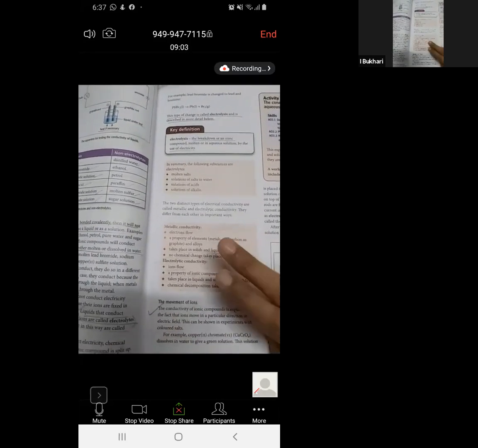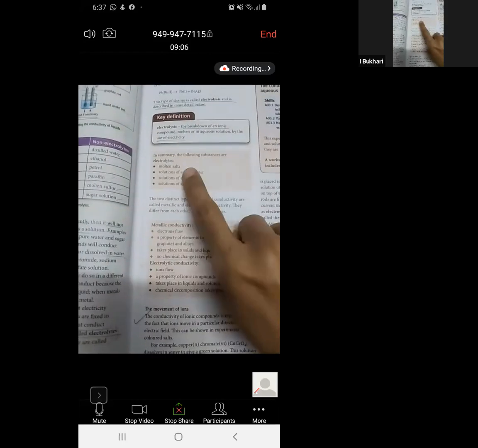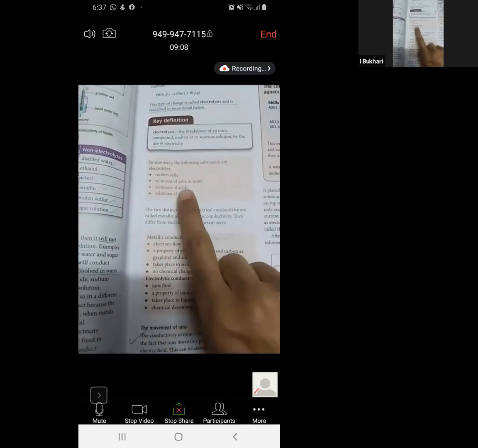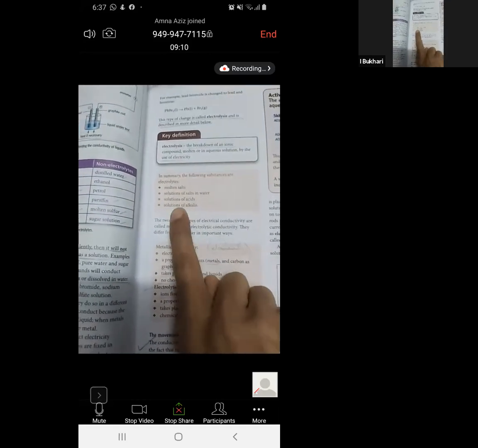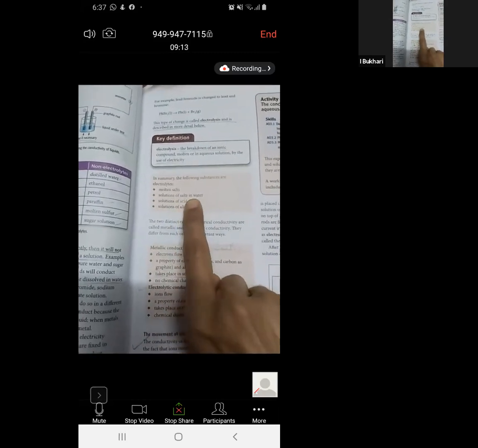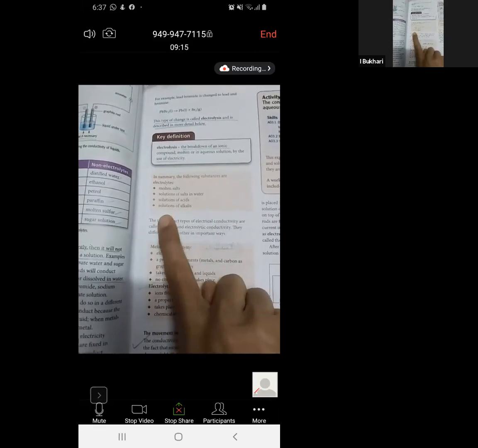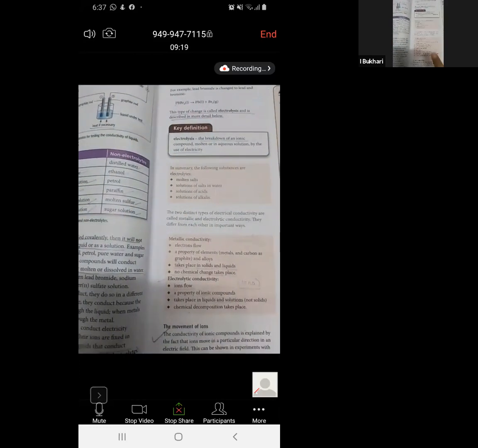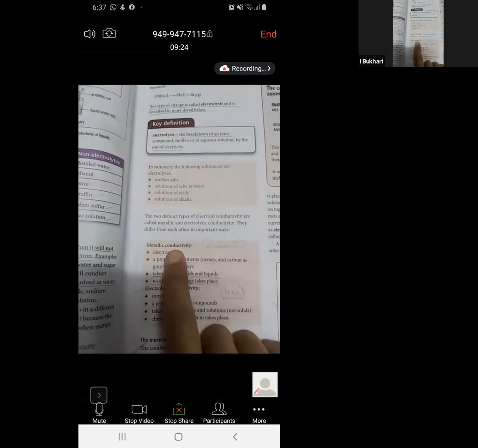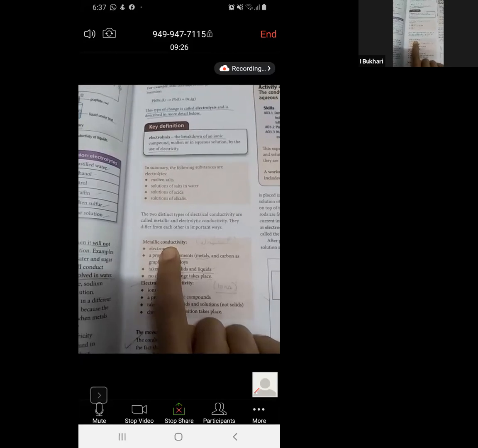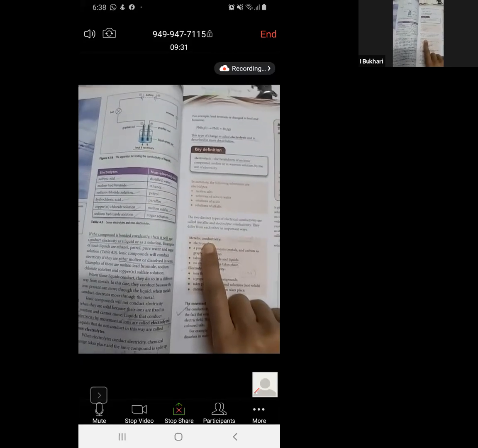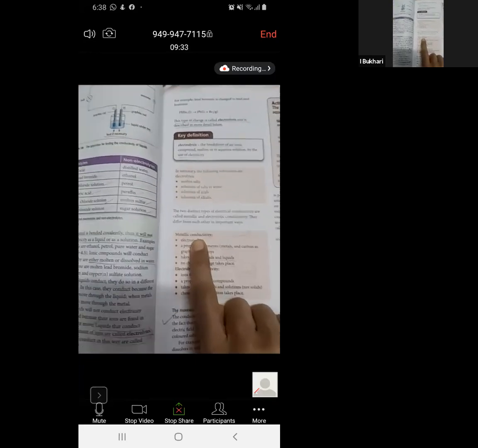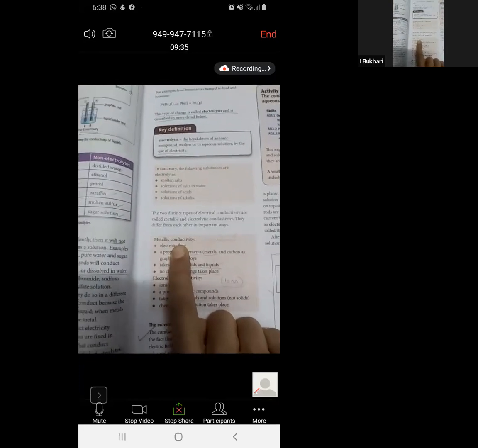These points should be clear to you guys. And then these were the lists of electrolytes: molten salts, solutions of salts in water, solutions of acids, and solutions of alkalis, okay? By the way, molten mercury or any molten metal will have metallic conductivity, and therefore it won't be included as an electrolyte. It cannot be classified as an electrolyte, okay?